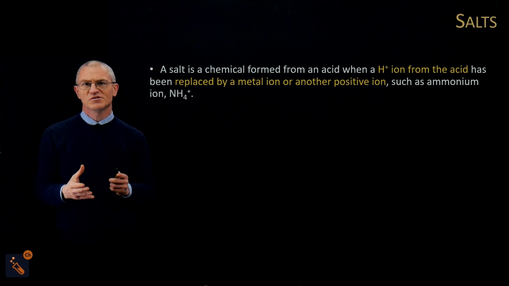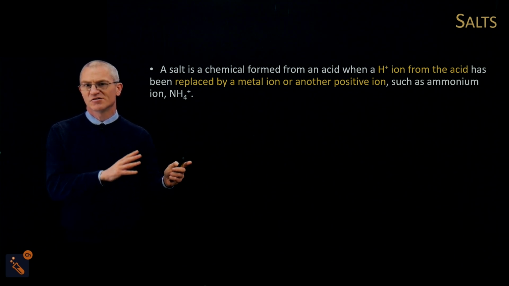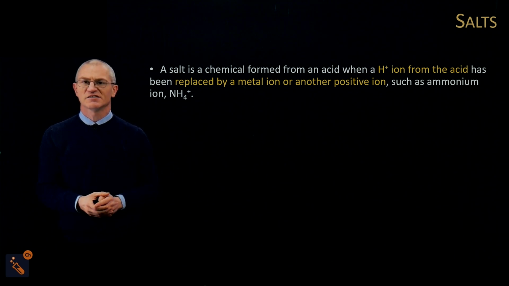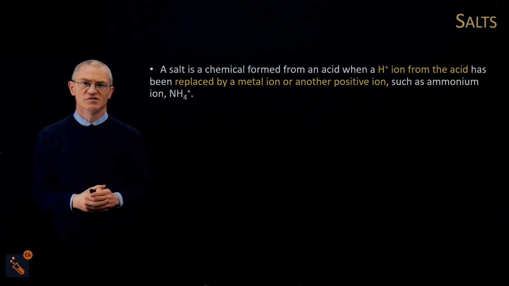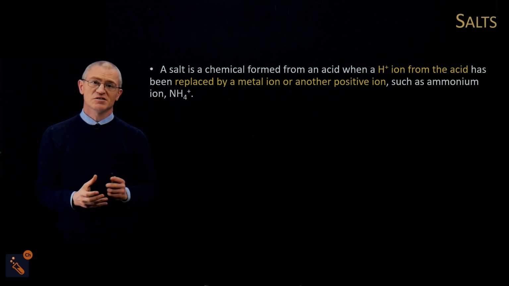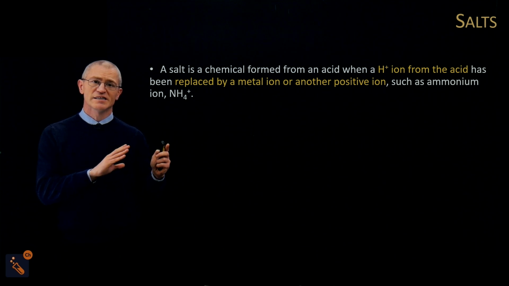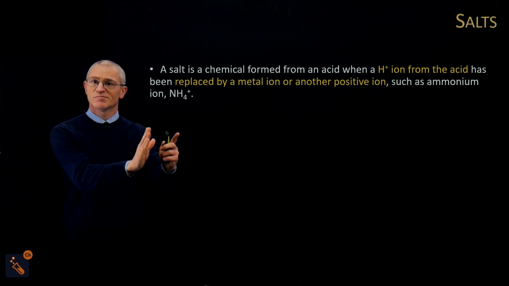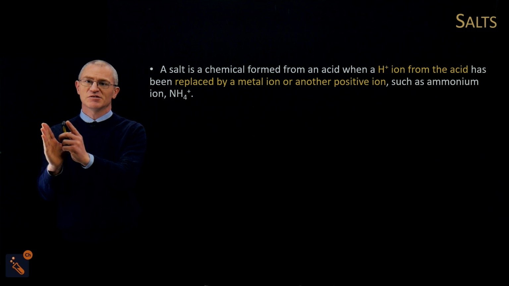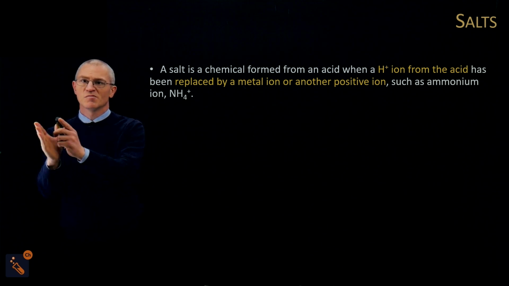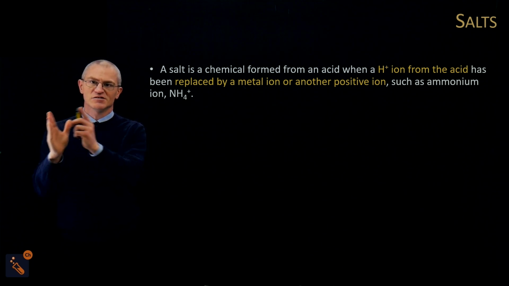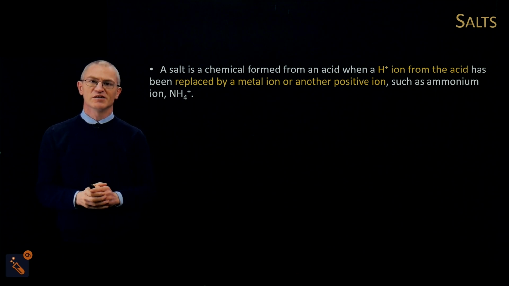Now, we're going to talk about a salt so that we can actually start doing reactions of acids with different compounds. So a salt is a chemical formed when the H+ has been replaced by something else. So in H2SO4, you would take the H+ off and put a metal like NH4 there, or HCl, you take the H off and put a metal like NH4 there, for example.